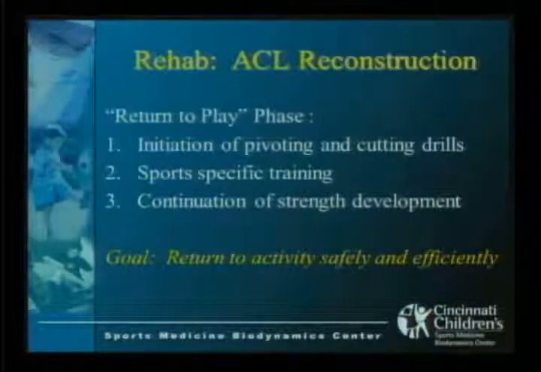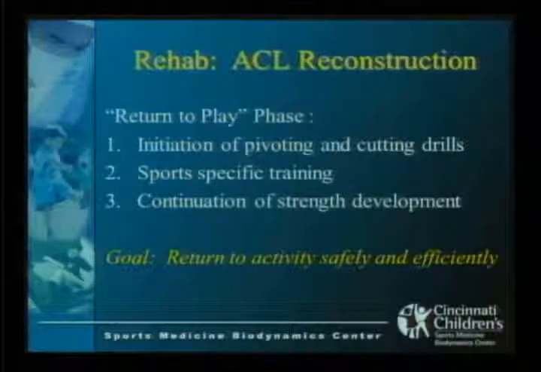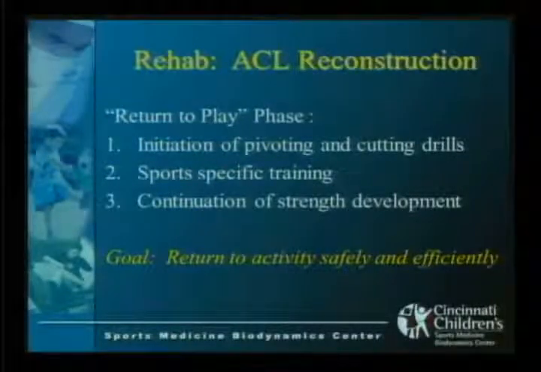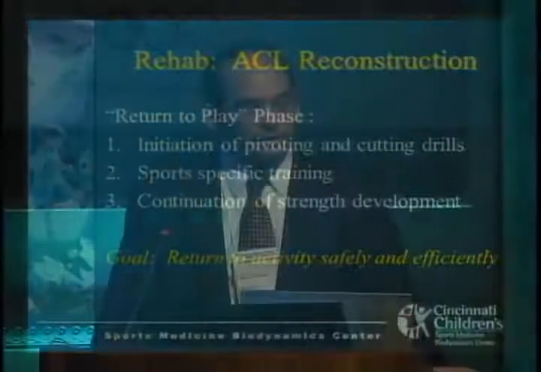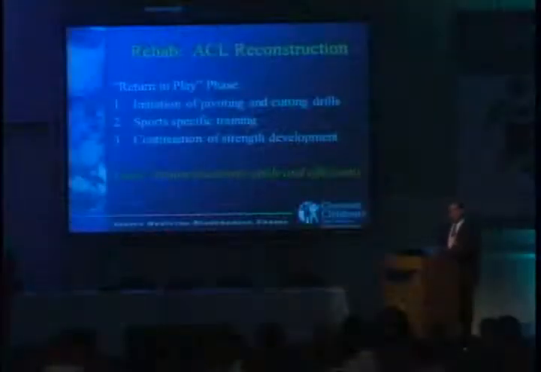And then ultimately, we want to go through what we consider a return to play phase. And this should be very specific to your athlete and the goals which they have, whether it's soccer, basketball, or whatever other activity they'd like to return to. But the goal of this phase is, again, to build upon that transition to function phase and look at initiating and progressing the athlete through a pivoting and cutting progression, utilizing sport-specific training based on what their goals are, and really continuing to enhance the strength development which you've built upon along the way. The ultimate goal should be to return to activity, as we mentioned yesterday, both safely, efficiently, and effectively.